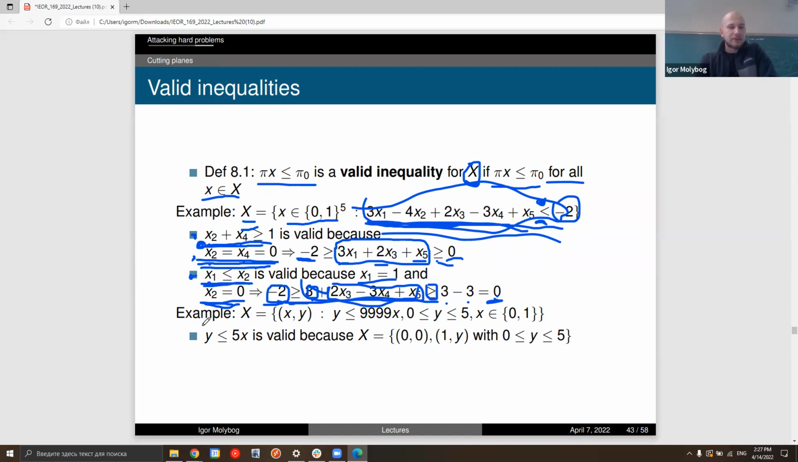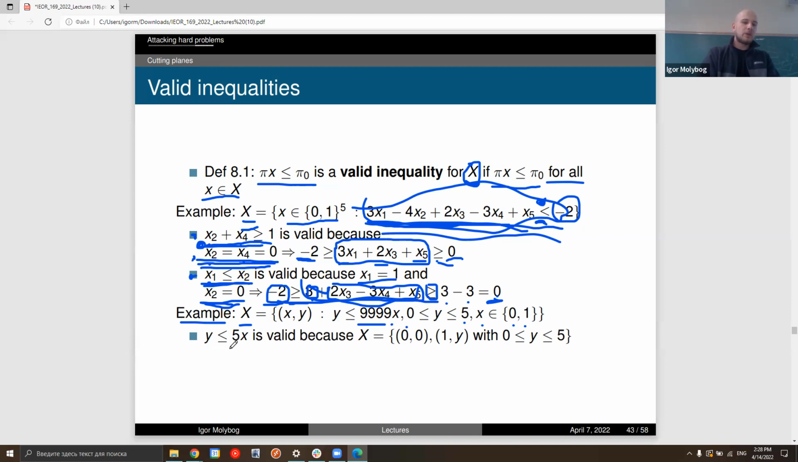Okay, let's take a look at a different example of the set x. This set x has an inequality y less than or equal to some very, very large number times x, and also y is limited between 0 and 5, and x is a binary variable and y is not a binary variable.